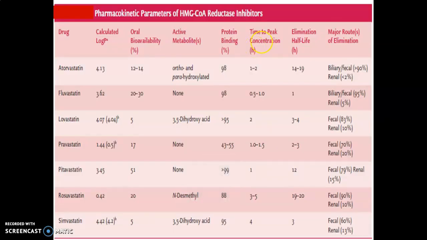These are some pharmacokinetic parameters of the statins, such as atorvastatin, fluvastatin, lovastatin, pravastatin, pitavastatin, rosuvastatin and simvastatin. Here log P value, oral bioavailability, active metabolite, protein binding, time to peak concentration, elimination half-life and major route of elimination are mentioned for all these statins.